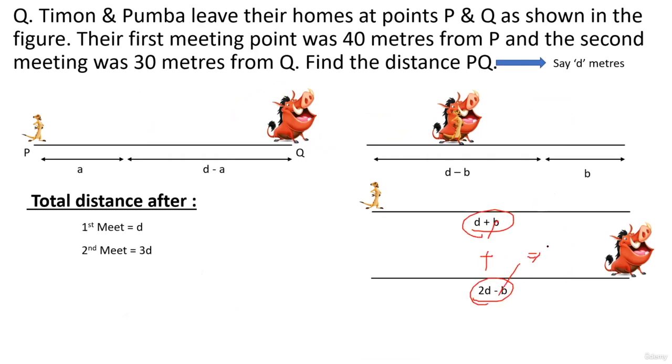B cancel, D plus 2D is equal to 3D, right? So the second meet per distance is 3D. In the same way, you will say that for the third meet distance is 5D. Okay, that means for the nth meet, the total distance they will travel is 2n minus 1 into D.